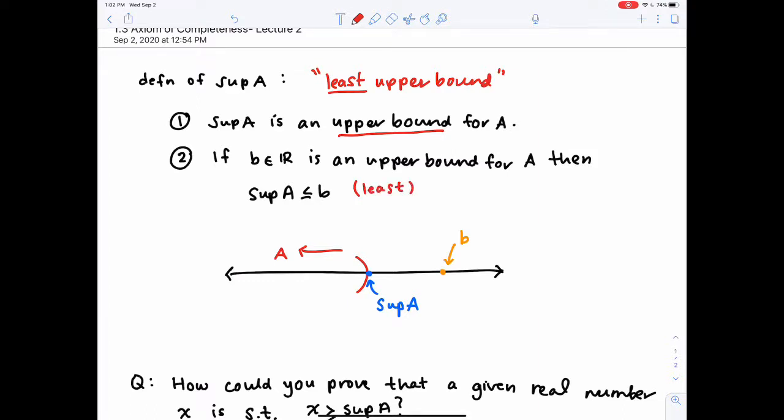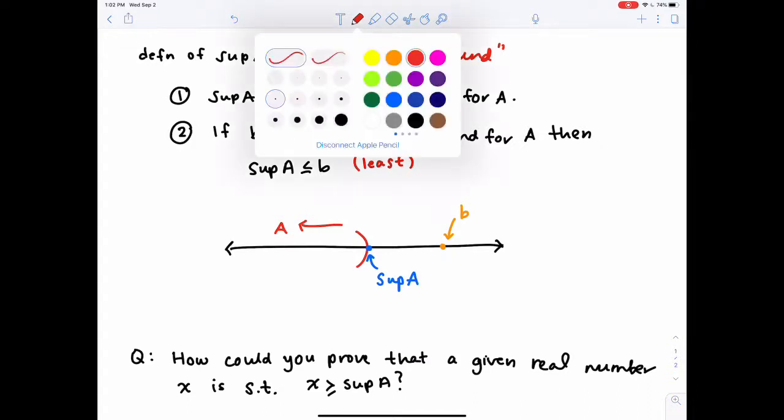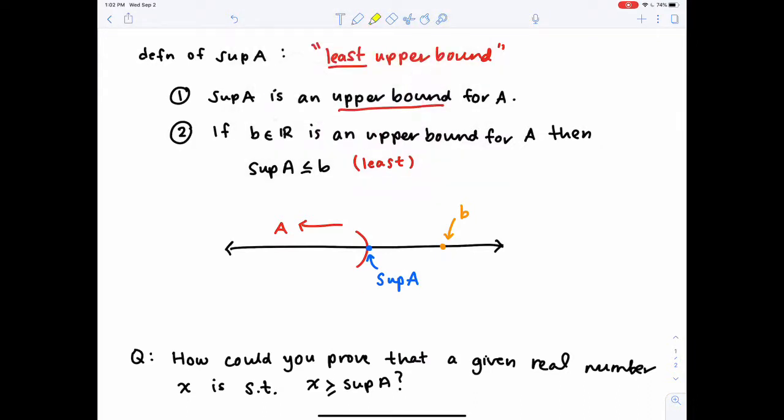And here I've drawn a picture. If you have your set A and it's bounded above, so that's like saying it's bounded on the right-hand side, it doesn't go all the way to infinity, then the sup is going to be right up against the edge of the set A, and then any other B that you select will be somewhere to the right of sup A.